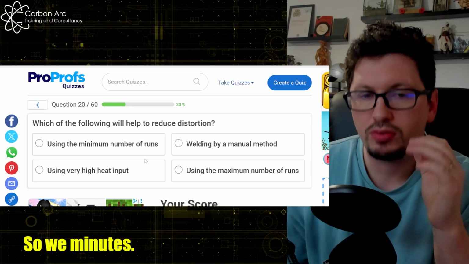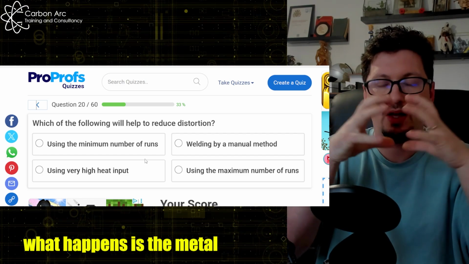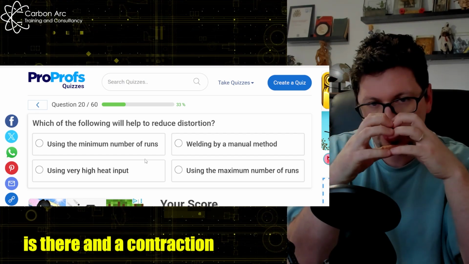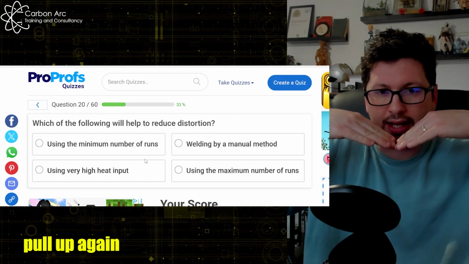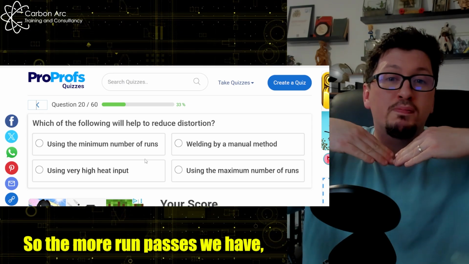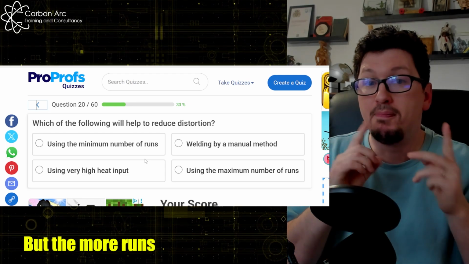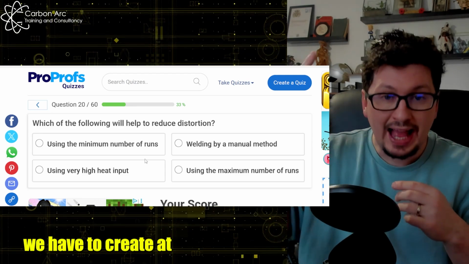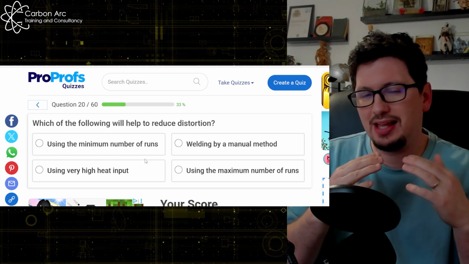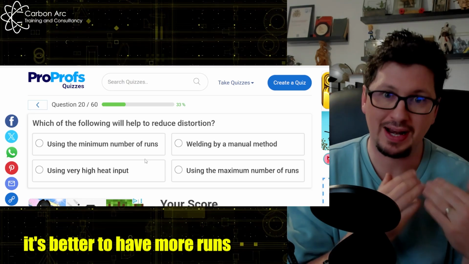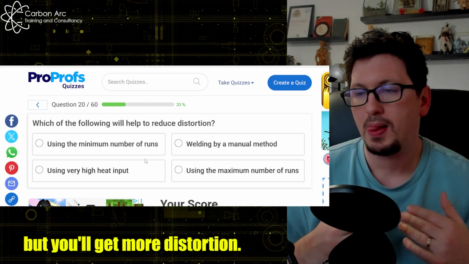So in a single V joint, as we weld, what happens is the weld metal is there and contraction shrinks and it pulls the part up. And then if we put another run in, it'll pull it up again and pull it up again and pull it up again. So the more run passes we have, the more distortion we have. But the more runs we have, the greater the grain refinement. So a lot of the time, it's better to have more runs because you get better final mechanical properties. But you'll get more distortion.